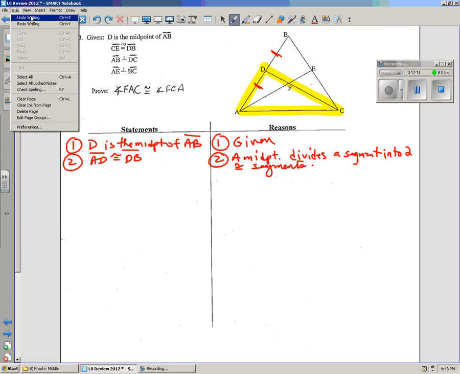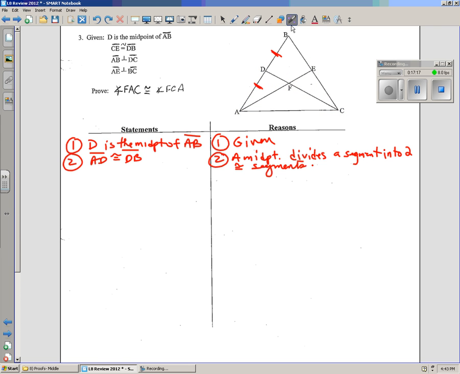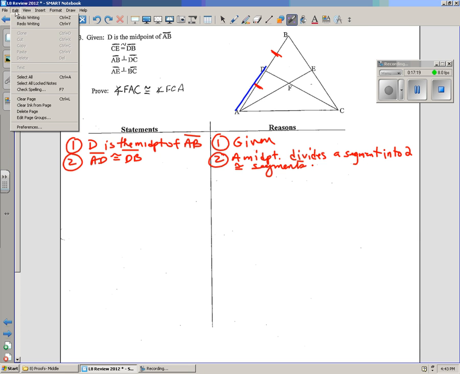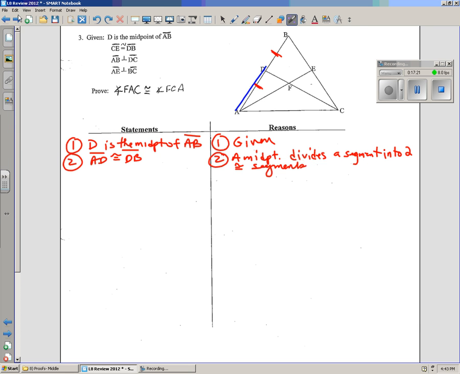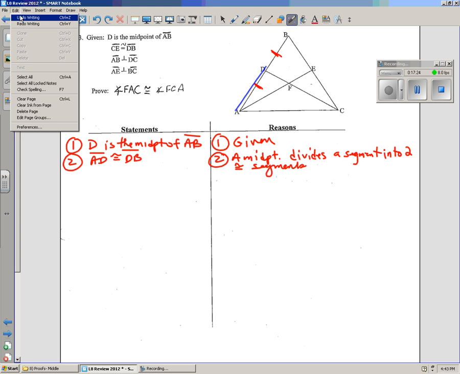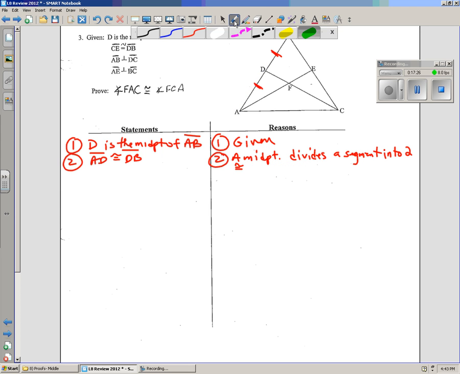Even if I set out and said we're trying to prove this triangle congruent to this triangle, either way, this statement will only half count. It only half counts because AD is in those triangles, but DB is not. So let's go to the next given.